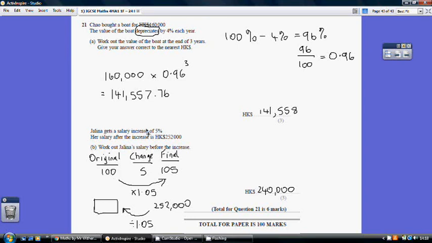So make this 100. We've got a 5% increase. So 100 plus 5 is 105. So the multiplier, if we're going from original to final, is 1.05. That takes us from 100 to 105. However, with the wording of this question, we're trying to go from our final price of 252,000 back to the original price. So we don't multiply by 1.05, we divide by 1.05. And 252,000 divided by 1.05 is 240,000.